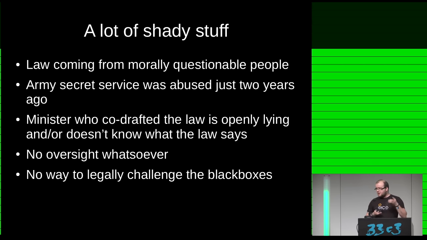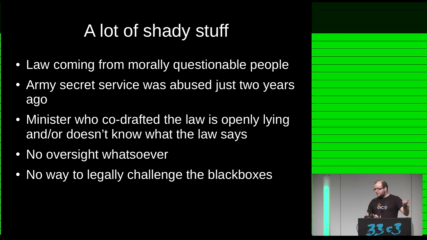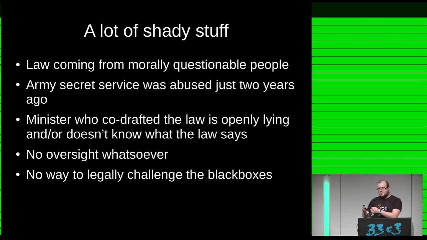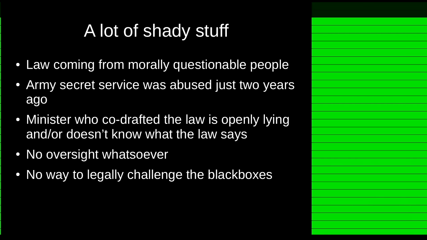Also, they want to give this power to the Army Secret Service, which was abused 2 years ago by a lady who is now married to our old prime minister. She shouldn't even be able to contact the Secret Service, but somehow she forced them to spy on his ex-wife. So it's really convoluted and weird. Also, the minister who introduced the bill is openly lying on TV and radio about the new amendment, or he doesn't know what the law actually does. And I'm not sure which one is worse. And one of the worst things is that there is no oversight. Once the bill is passed, there's nothing that people or the companies can do, because they have no way to challenge the black boxes.